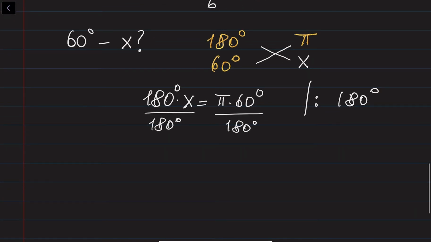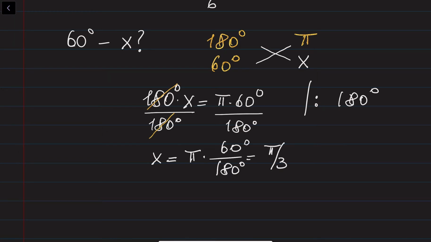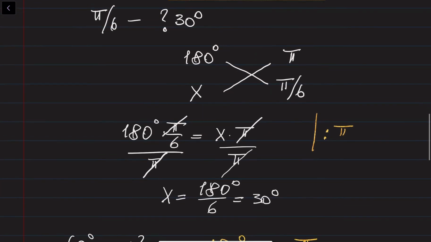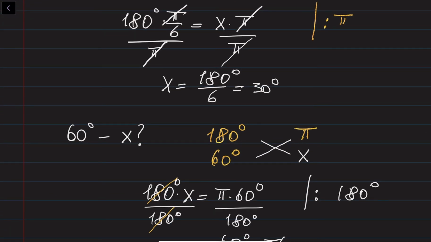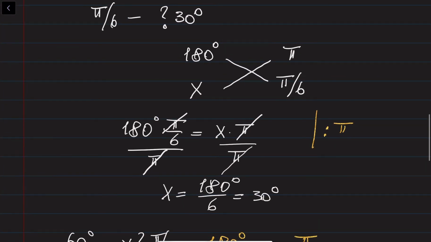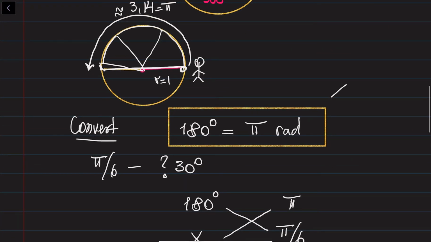This doesn't change the equation, right? And what I get is that I can cancel these things and these things. So here, x is equal to pi times 60 divided by 180 degrees. So 60 degrees divided by 180 degrees is simply 1 over 3, right? So that's why it's going to be equal to pi over 3. Essentially, the angle which corresponds to 60 degrees is pi over 3. So this is how we can convert degrees to radians and radians to degrees, always using this equation, that 180 degrees is equal to pi radians.